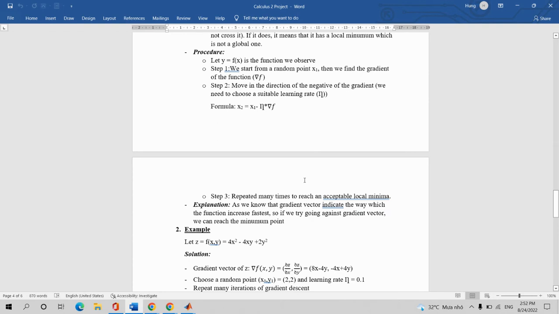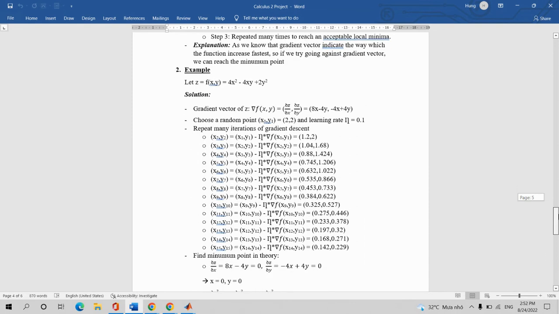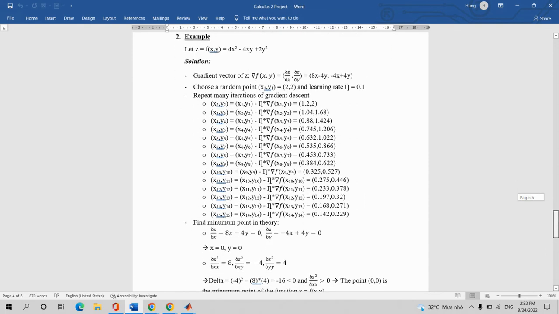Explanation. As we know, the gradient vector indicates the way in which the function increases fastest. So if we try going against the gradient vector, we can reach the minimum point. For example, let z equal f(x, y) equal 4x squared minus 4xy plus 2 multiplied by y squared.